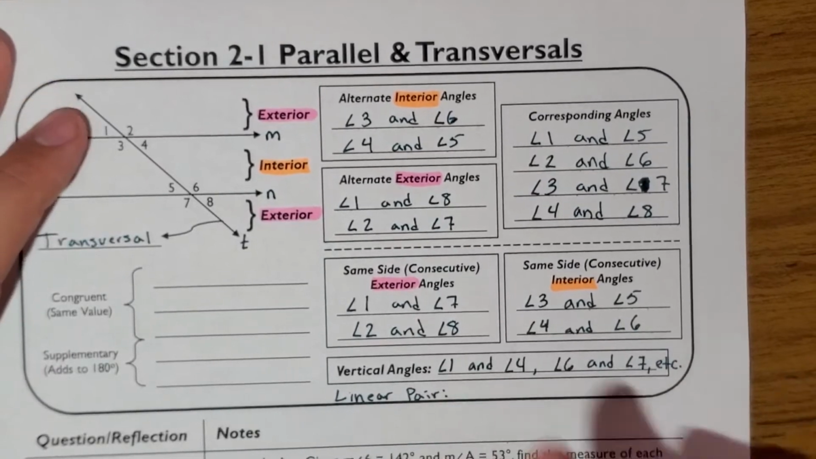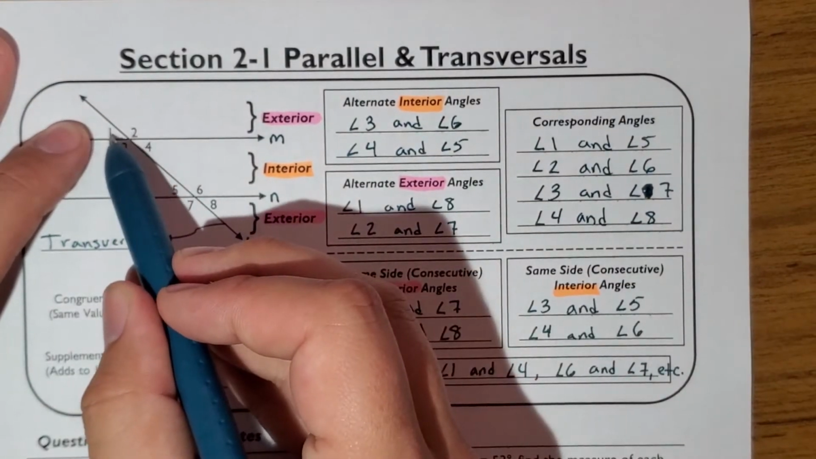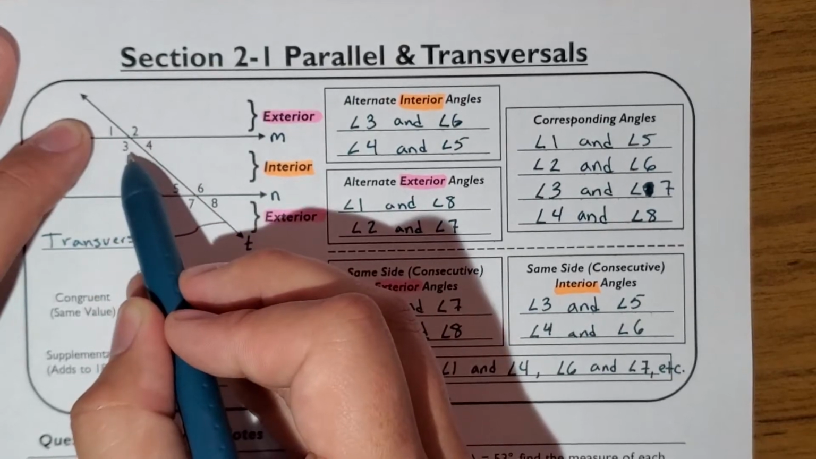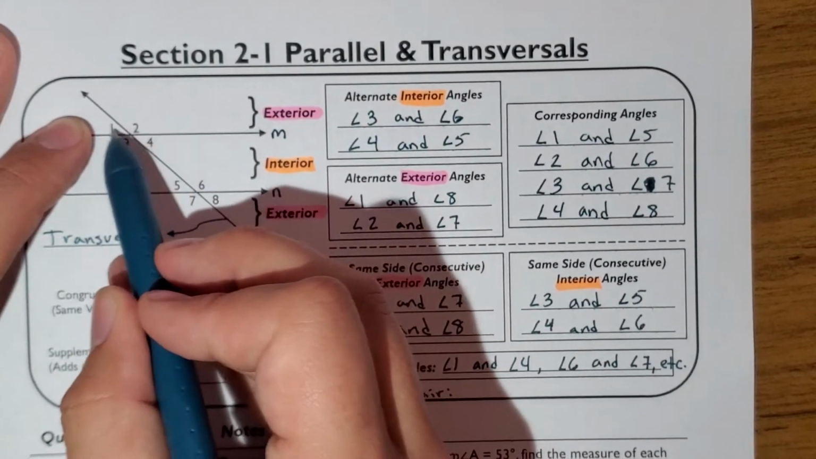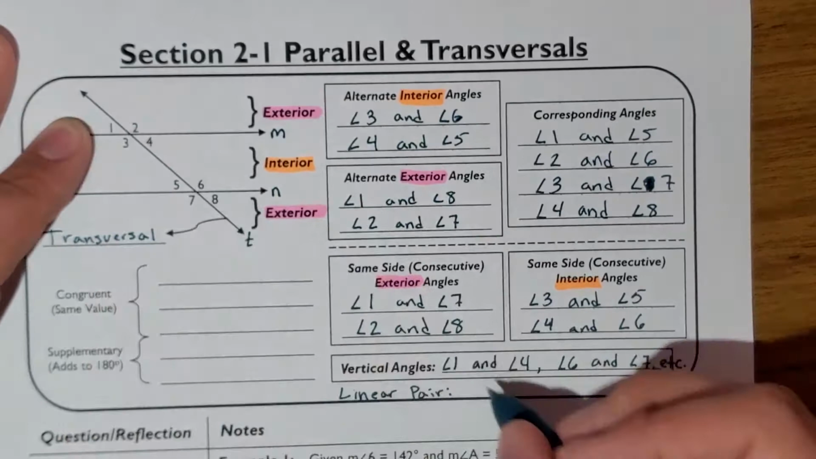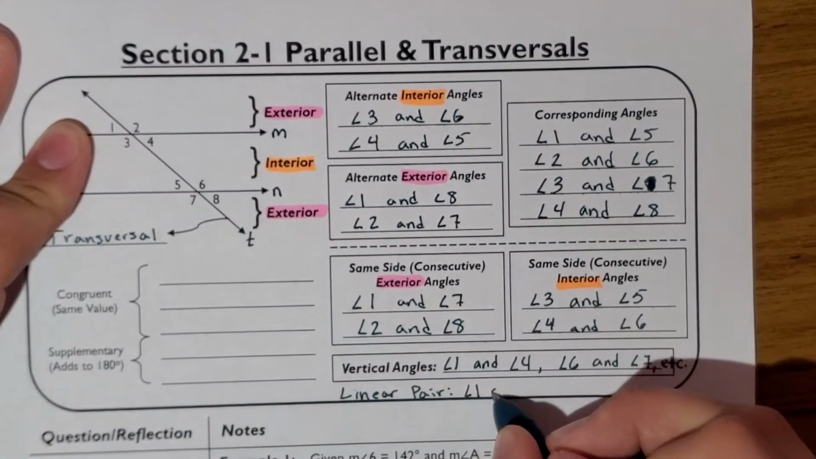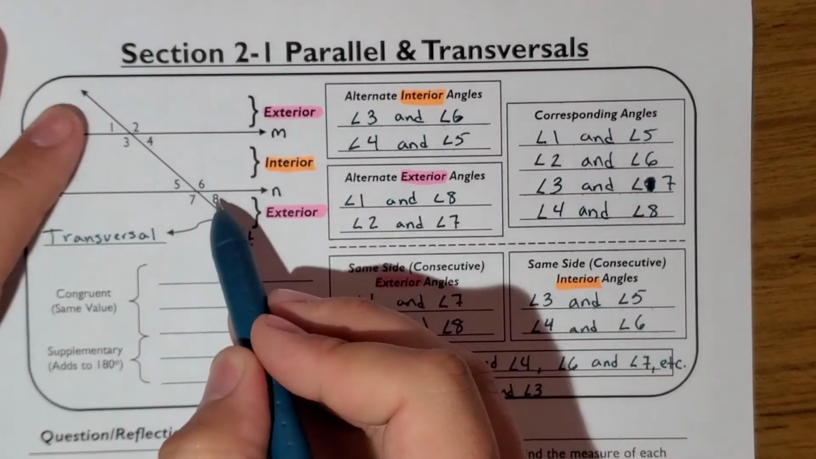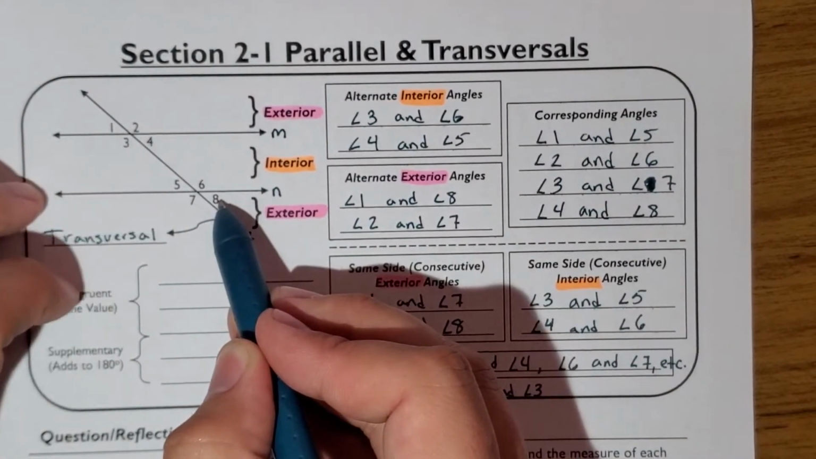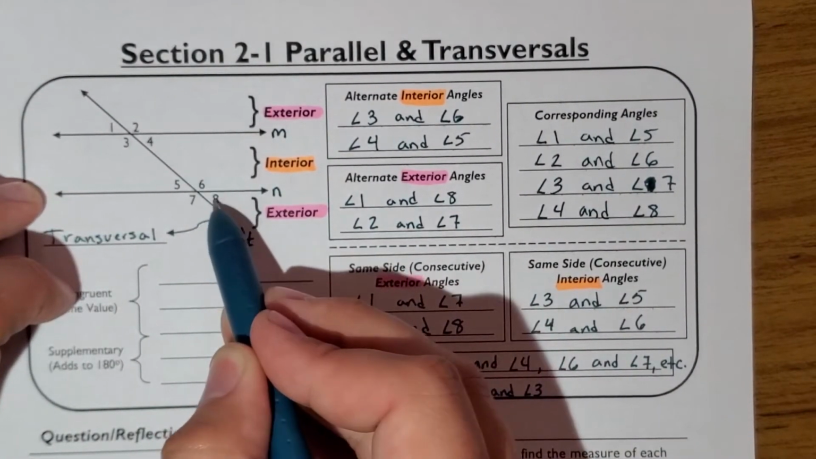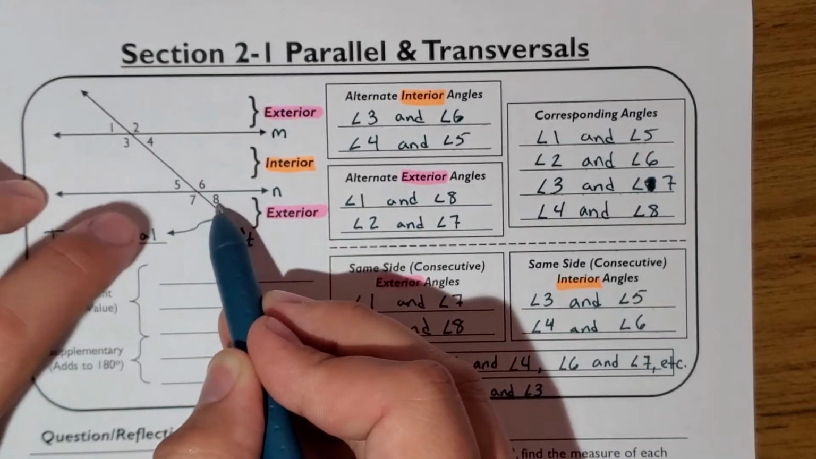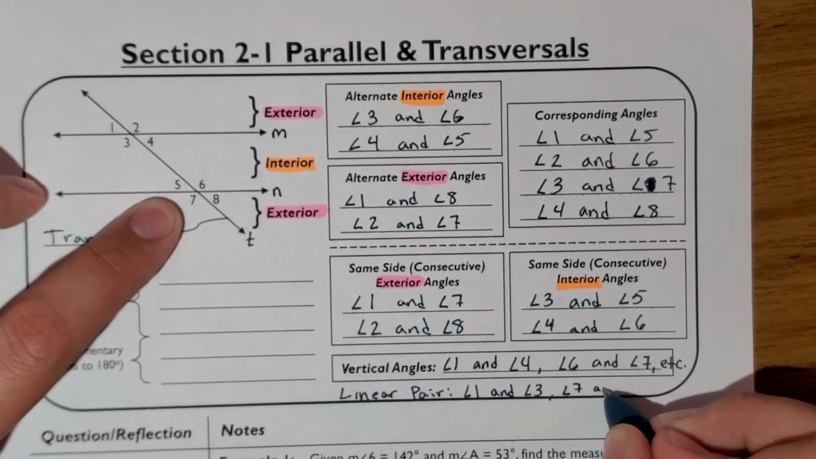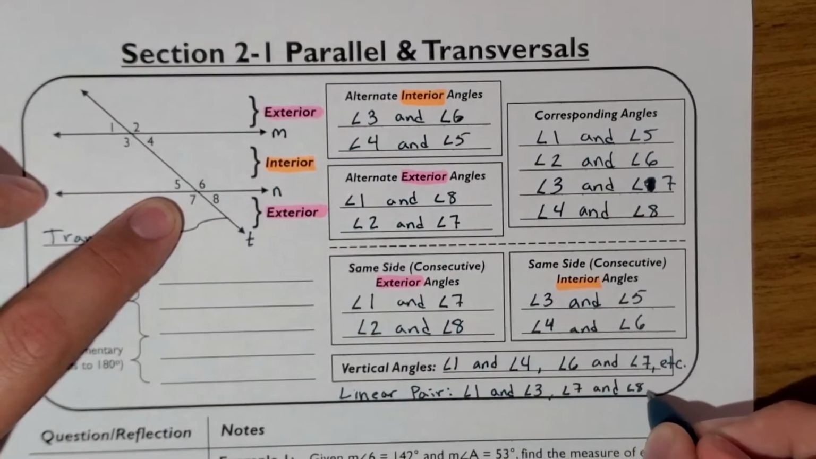Linear pair has the same idea. Let's start up here. Angle 1 is a linear pair to angle 2 and a linear pair to angle 3. It's got 2 options. It could be a linear pair here or a linear pair here. Let's put the 1 and 3. Angle 1 and angle 3. If I were to come down here, how about 8? What is the linear pair to 8? Well, 8 could be a linear pair with 6, or it could be a linear pair with 7. So let's go ahead and put maybe 8 and 7 for this one. Angle 7 and angle 8. And again, we're going to put etc.